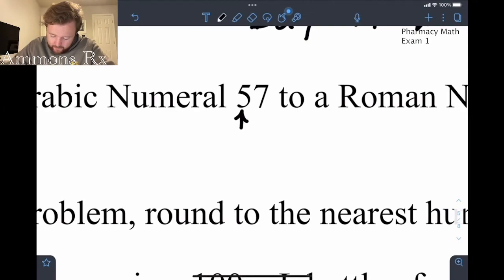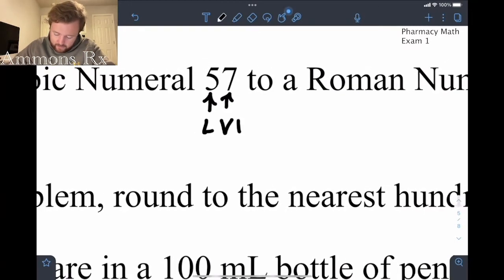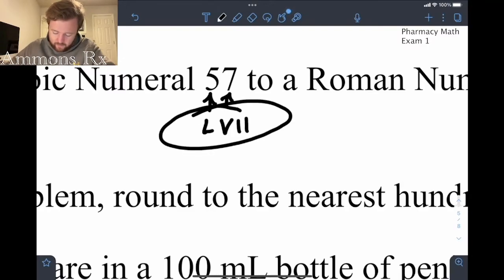So 50 is going to be L, and then 7 is going to be tough to make because you're going to need a 5 and then 2. So that turns into VII. Okay.